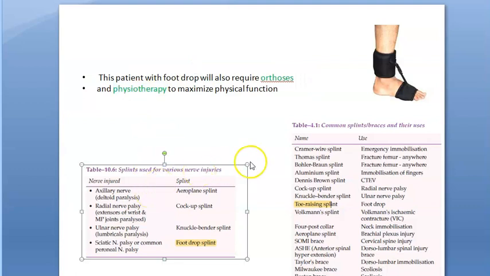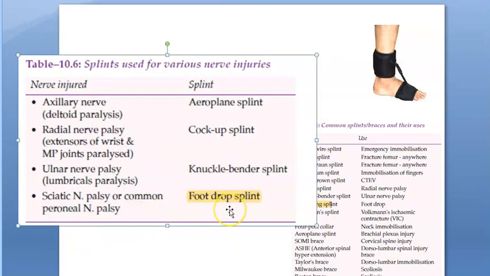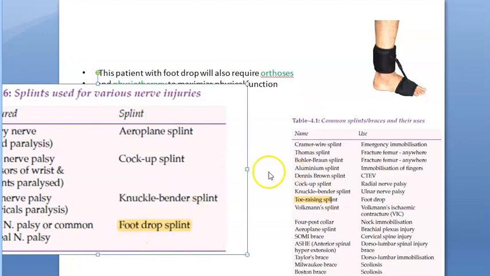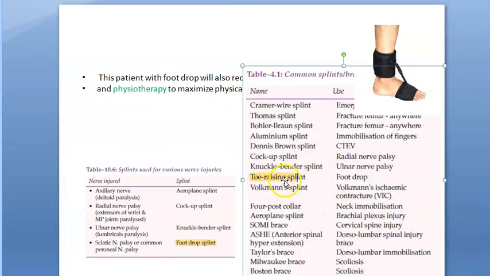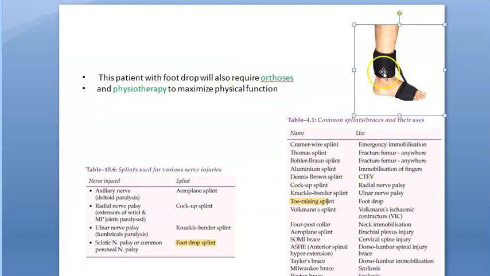So what are the splints that you use? The splint that you use is a foot drop splint. Then what is this? Toe raising splint. So, toe raising splint, foot drop splint. You want to raise the toes. Is this an orthosis or a splint?